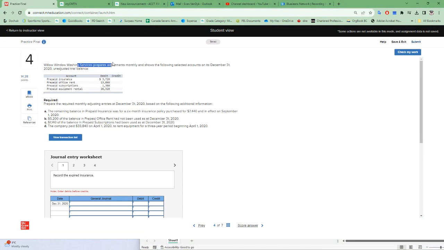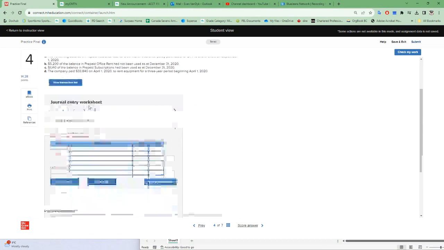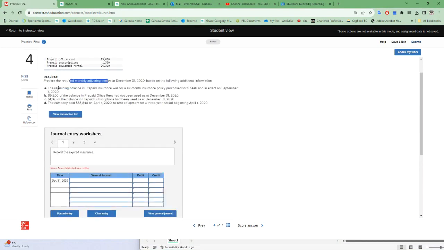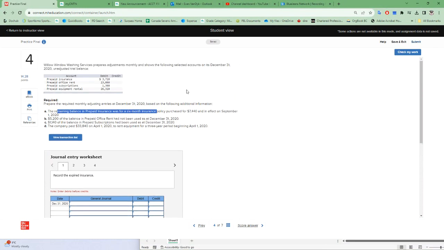Right, so we are going to have Window Washing Services prepares adjustments monthly and shows the following selected accounts on its December 31st, 2020 unadjusted trial balance. So we are doing monthly adjusting entries. That's something that we all needed to work on in our midterm, so make sure you practice your adjusting entries. We've got the remaining balance in the prepaid insurance was for a 6-month insurance policy purchased for 7440 and in effect on September 1st, 2020.